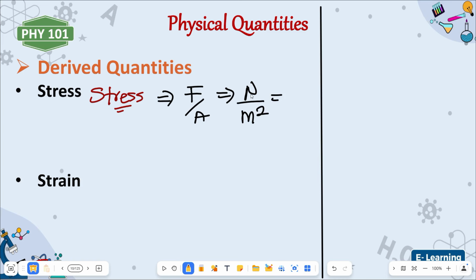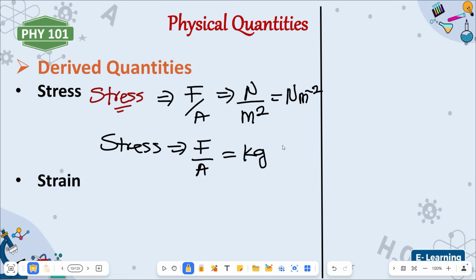So most times, a person will just say stress is Newton per meter square, which crosses up and becomes minus 2. You know why it's minus 2, right? I told you that whenever the sign is changing, it becomes negative. Or you could also say that stress, force over area, force is what? Kg meter per second square. Area is what?